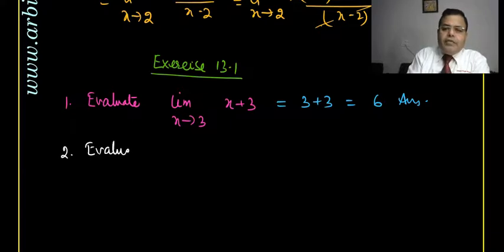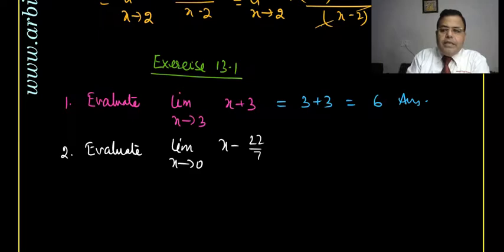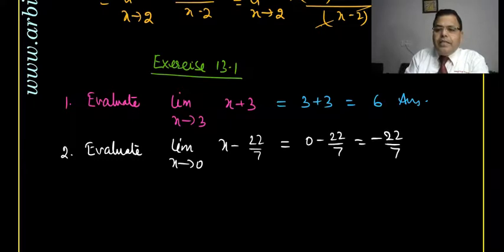And here is another question: evaluate limit x tends to 0 of x minus 22 by 7. If I put x equal to 0 here, what will happen? 0 minus 22 by 7 is minus 22 by 7, and that will be the answer.